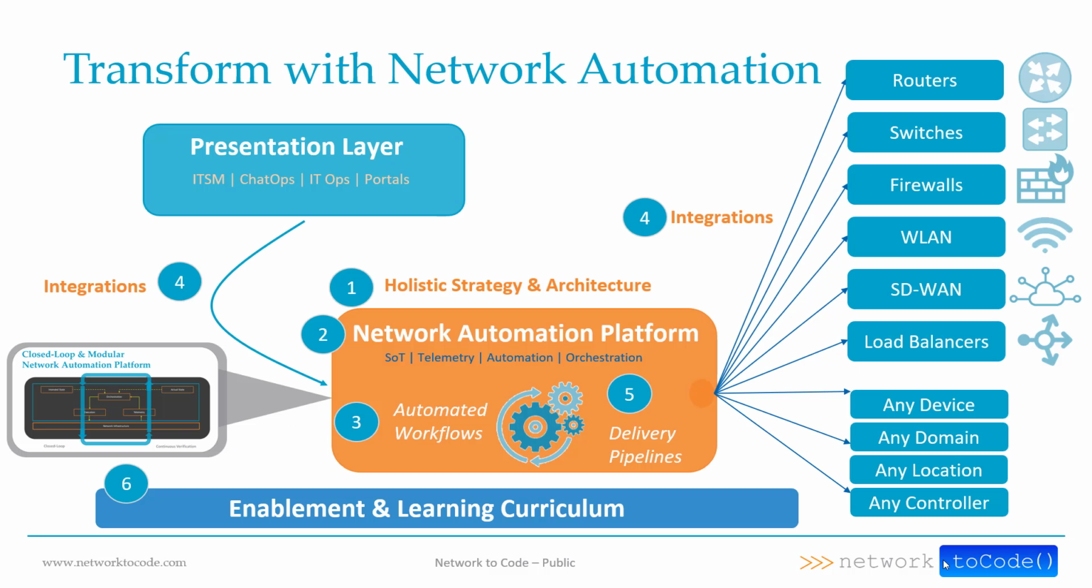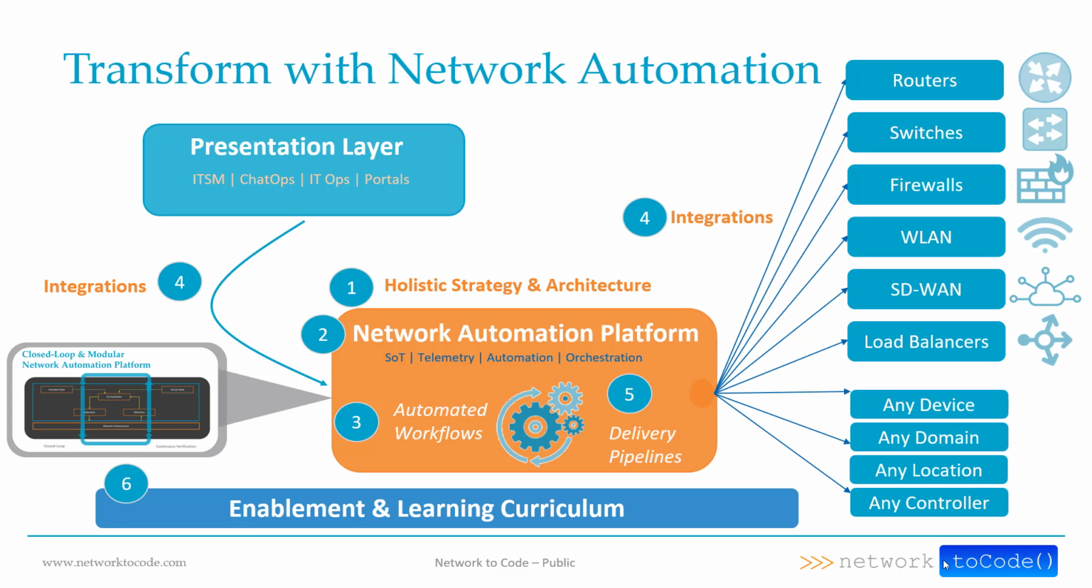How do we do that? How do you transform network management with network automation? Our approach is simple. We first engage and understand the current processes that are in place, the current repeatable tasks. From there, we're able to build and recommend a strategy and architecture. That's our initial plan. That plan leads us to building a network automation platform.